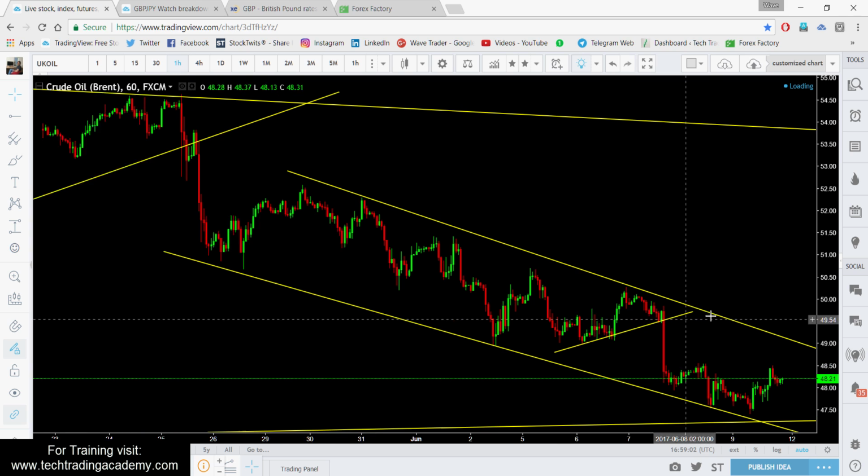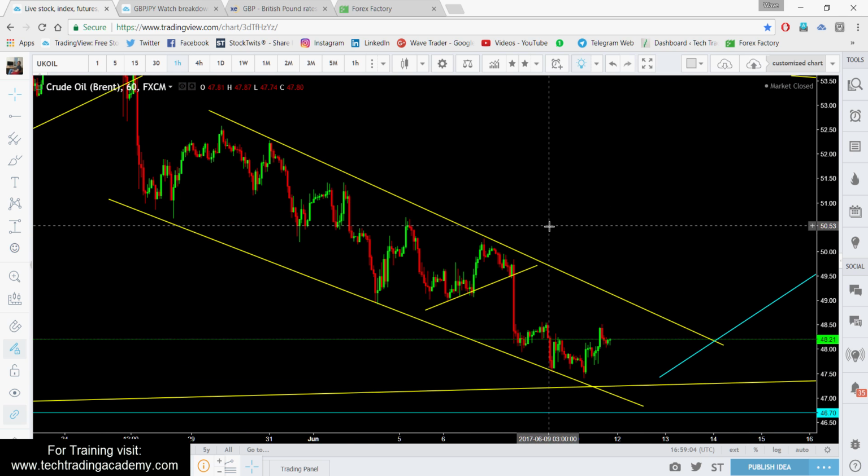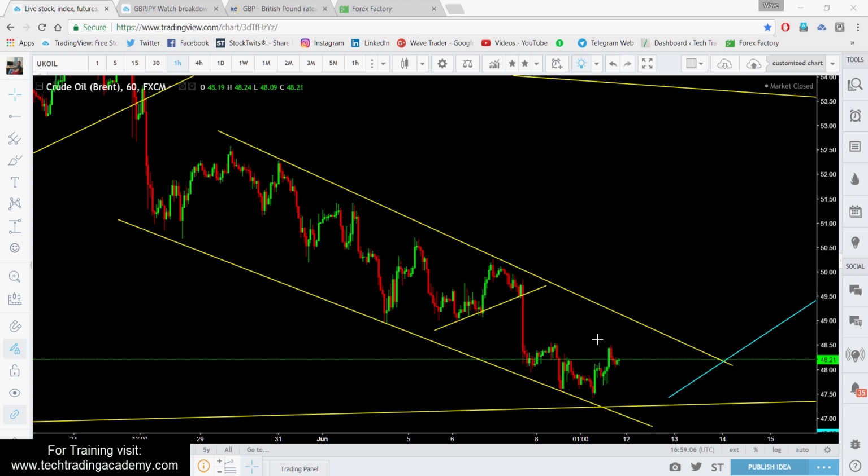Let me know, do we have strong price action at this area? Do we have strong price action buying momentum over there? Do we have that? No, we don't have buying momentum at this area. So what are we having?